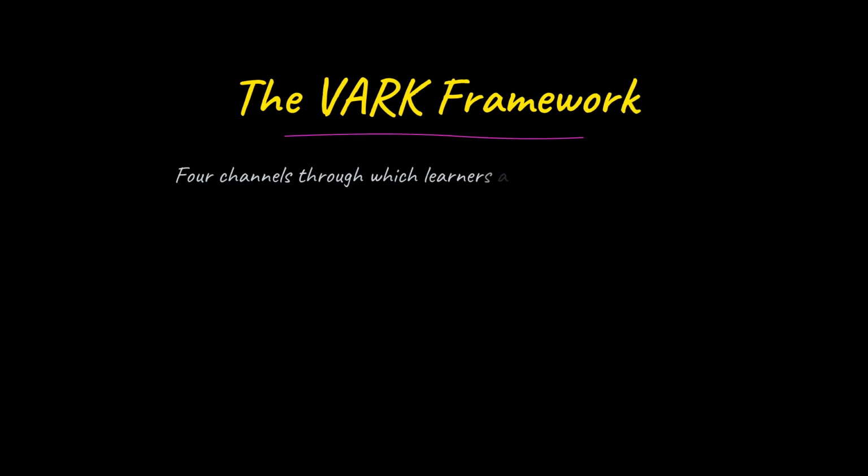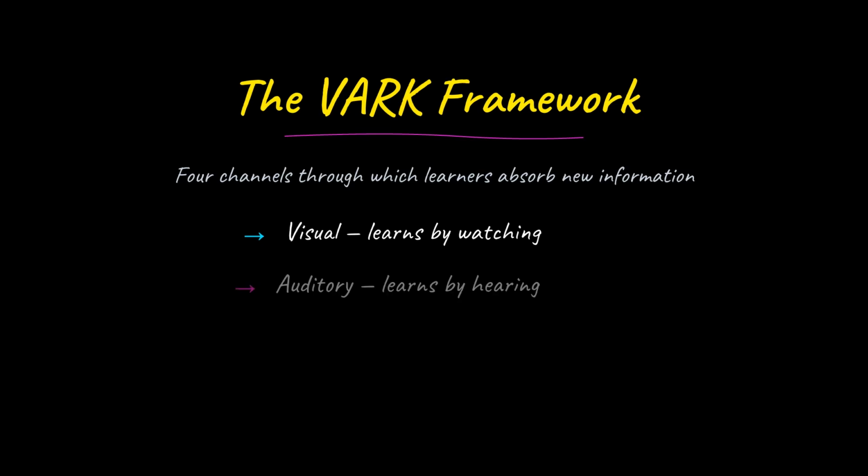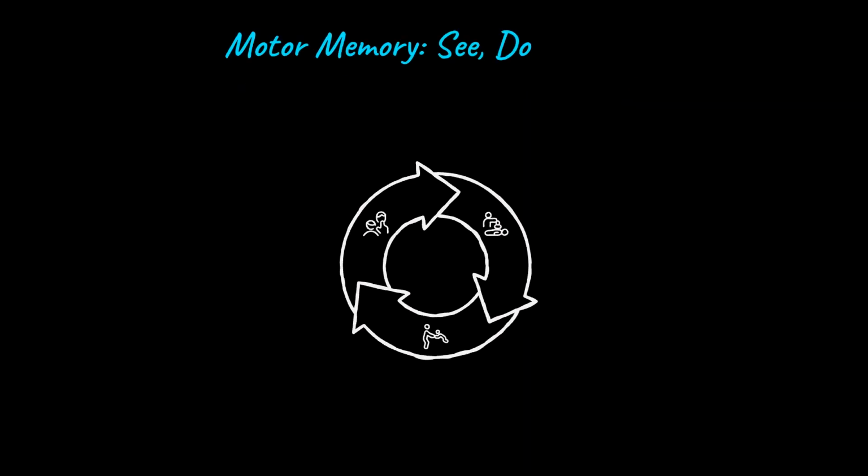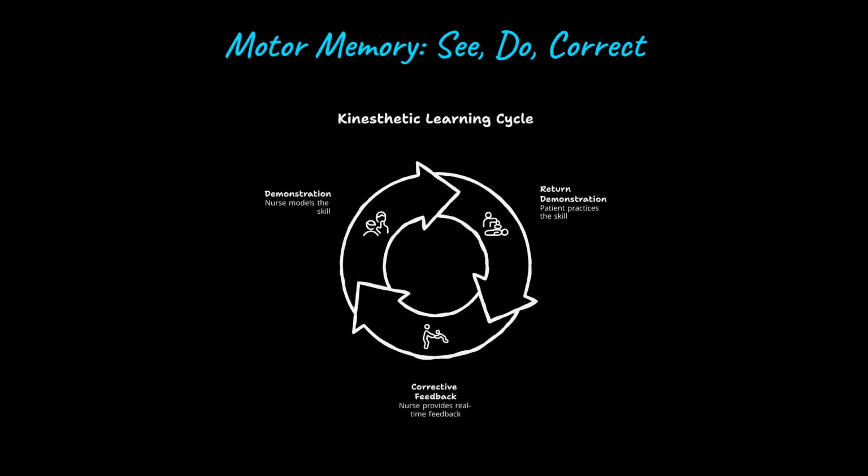The VARK model organizes learners into 4 categories: visual, auditory, reading and writing, and kinesthetic. A kinesthetic learner needs hands-on practice, not pamphlets or lectures. Those methods engage the wrong channel entirely. Kinesthetic learning works through motor memory.